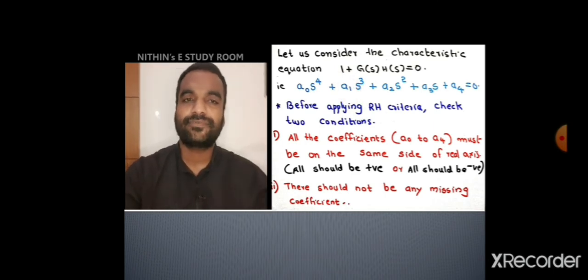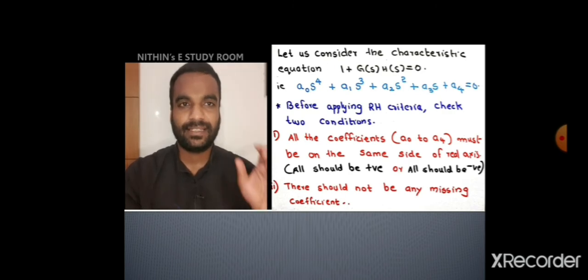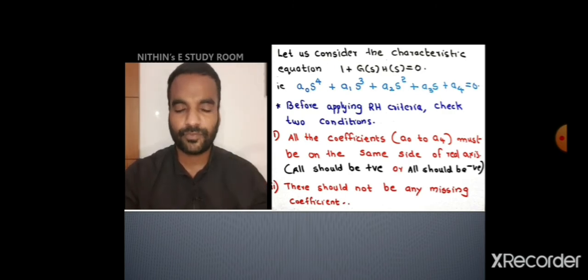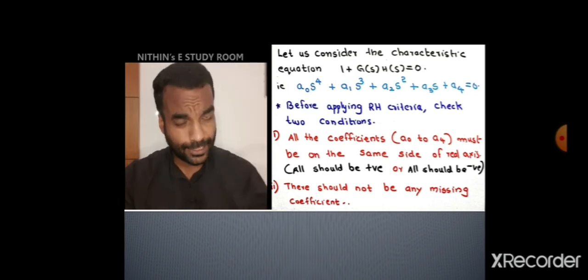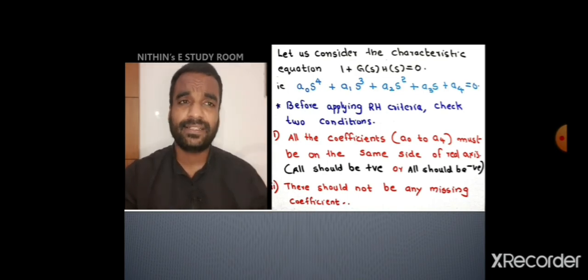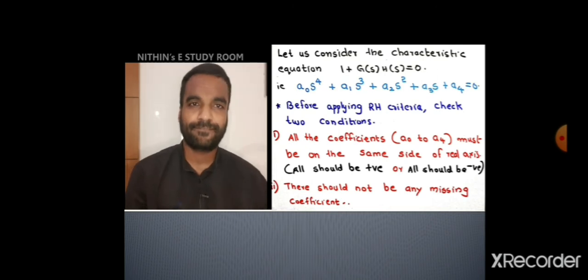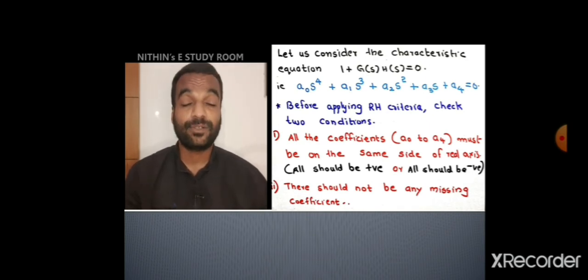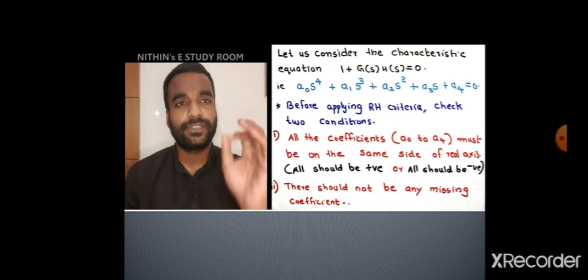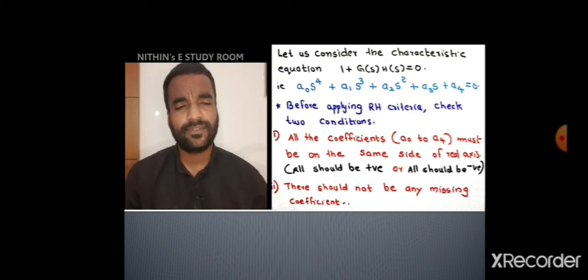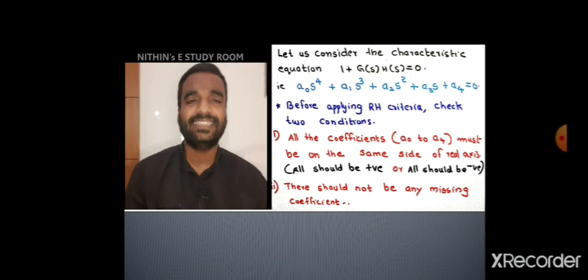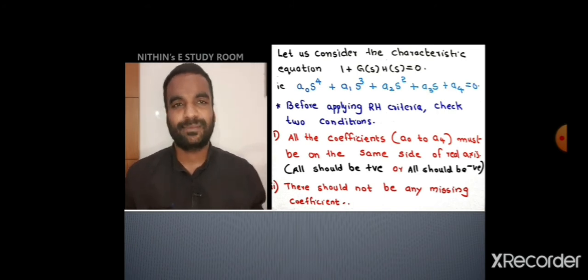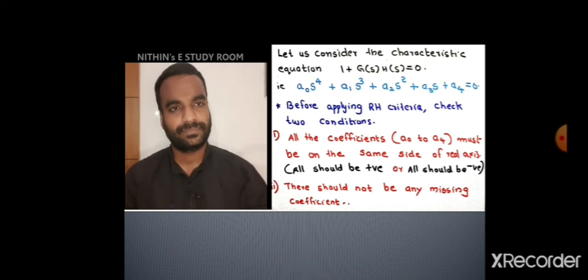All the S terms should be there in the equation. If it is a fourth order equation, S raised to 4 will be there, S cube will be there, S square will be there, S will be there, and the constant also should be there. Otherwise, we have to consider there is a missing coefficient. If any one of these coefficients, A0, A1, A2, A3, of the S terms is missing, no need to apply RH stability criteria. You can directly say the system is unstable. Okay.